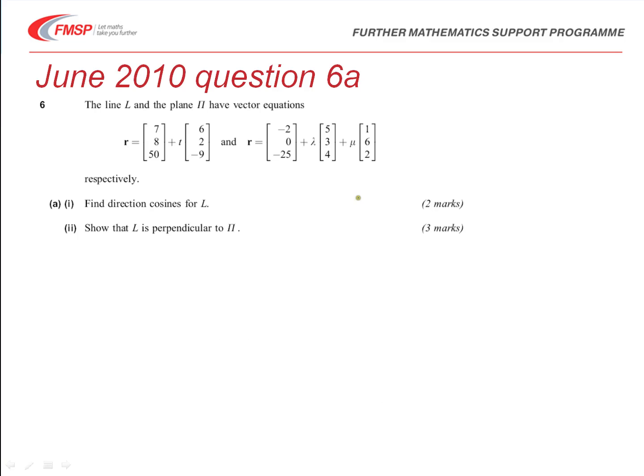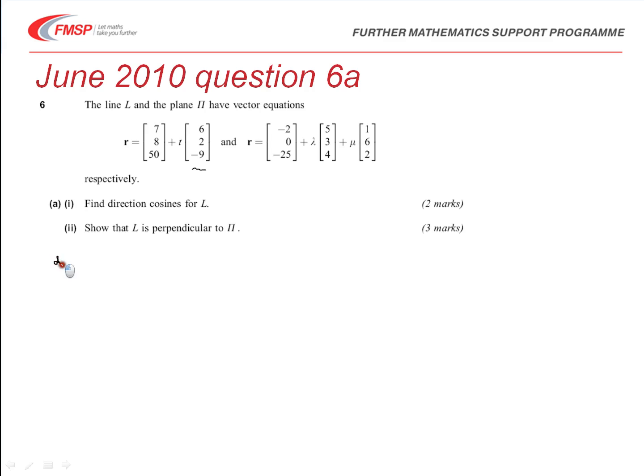Okay, well, let's try the first part of this question. We need the direction cosines for the line L. Well, the direction vector, if you remember, is given by the 6, 2, negative 9. Remember, the first vector gives you the position of a point on the line, and then the t lots of the next vector is the direction vector of the line. And so the direction cosines are found by dividing each component in turn by the length of the vector.